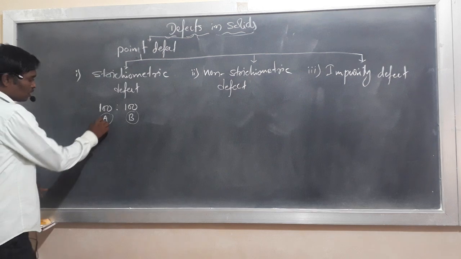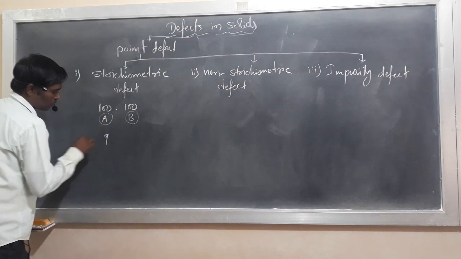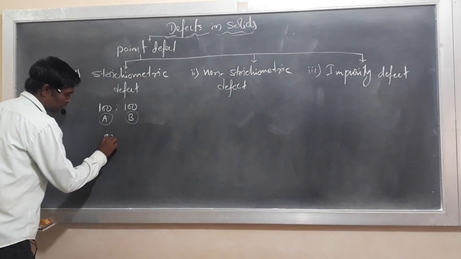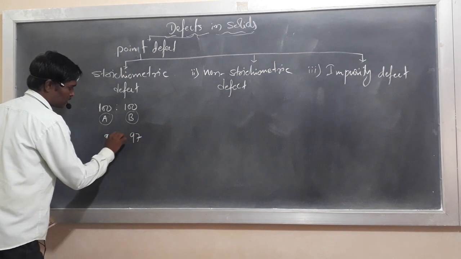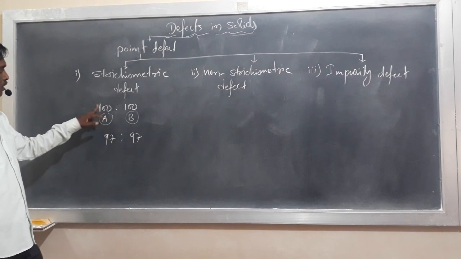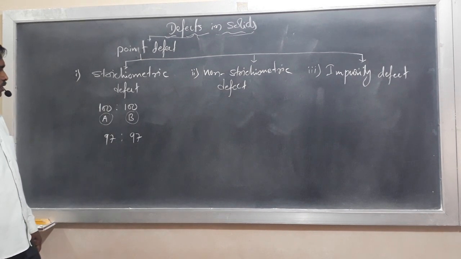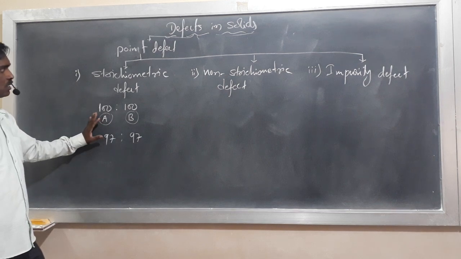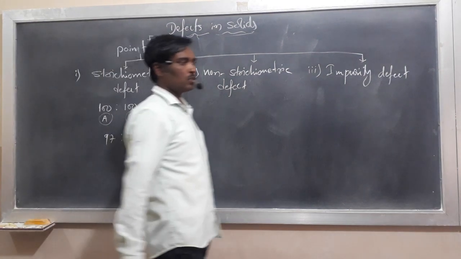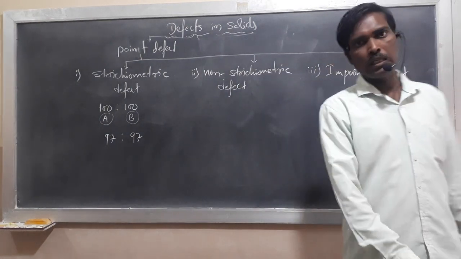Okay. So the final stoichiometric ratio between A and B is 97 and 97. The ratio is also the same, 1:1. Before the defect also it is 1:1. There is no disturbance in the stoichiometric ratio. That means the stoichiometric ratio of the constituent particles is undisturbed.